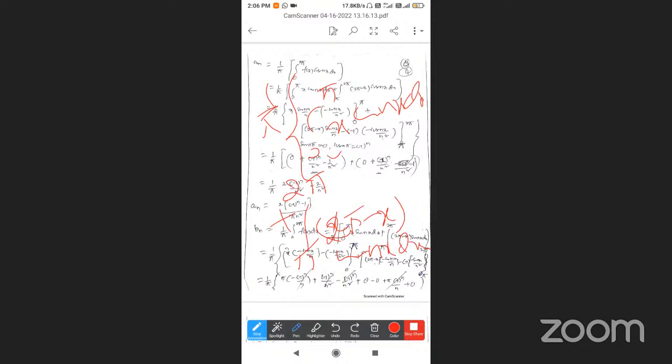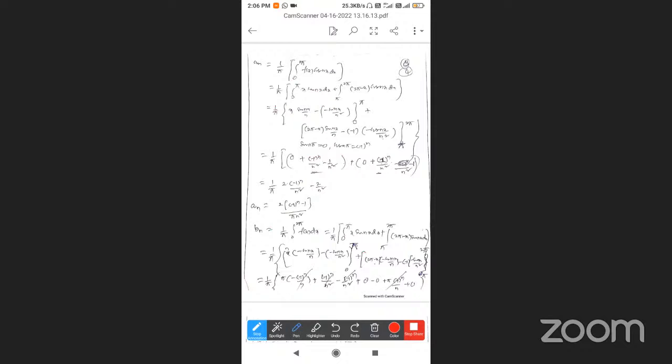Apply the UV method. So this is x into cos nx, x into sin nx by n, minus d by dx of x is 1, into the integration of sin nx by n, which is minus cos nx by n square. The limits are 0 to pi.